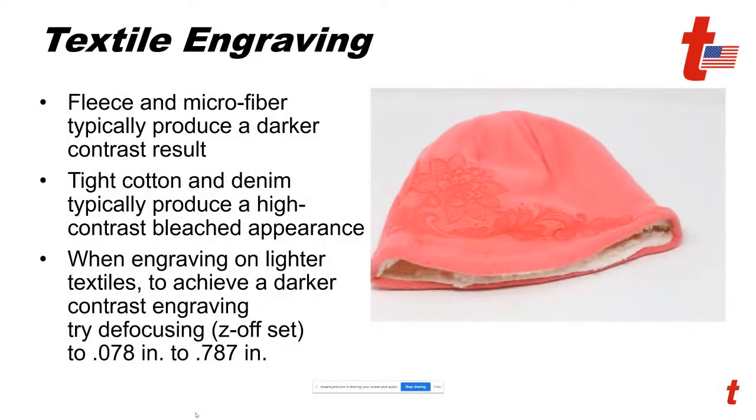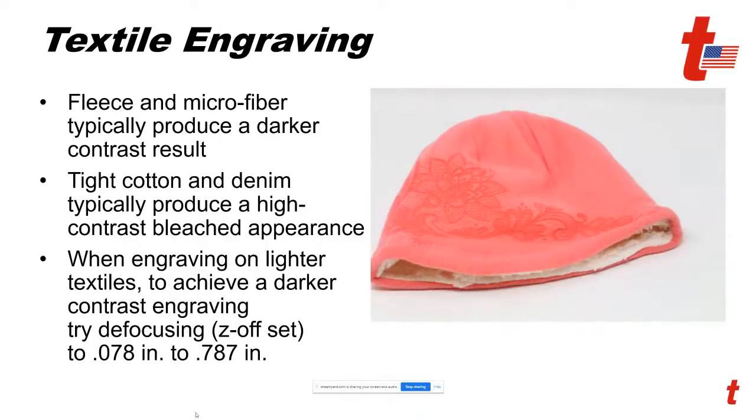Fleece and microfiber typically produce a darker contrast result and are very engravable materials. You see a lot of fleece jackets with a logo engraved into them because fleece has what's called a pile. A pile is that fuzzy surface, and then it's got a backing on it, kind of a hard weave. The fluffy surface is what you melt to produce the contrast with the laser. So fleece is a great material for engraving into the surface, and it produces great contrast. Most colors work. I've done everything from black to white to red to green. They all produce contrast, and it looks really good.